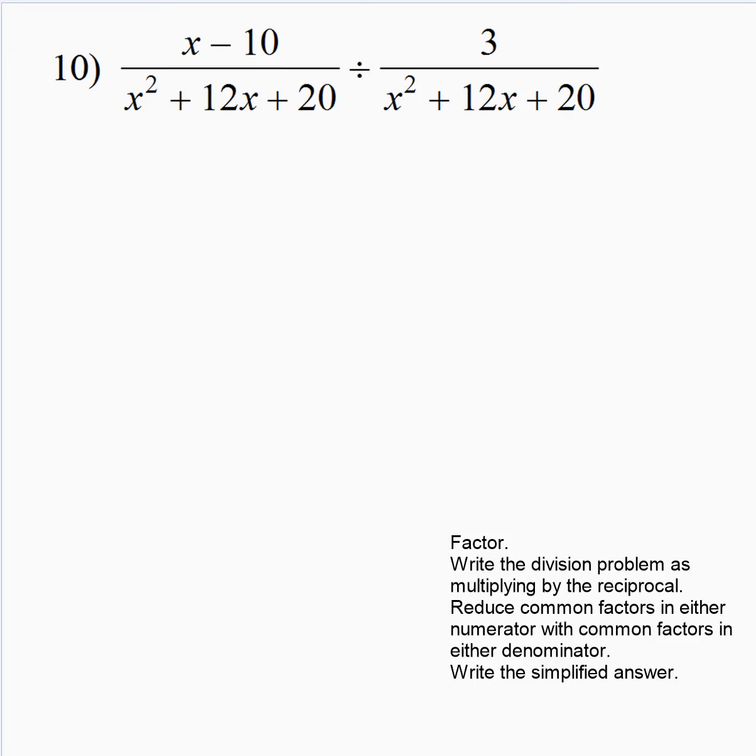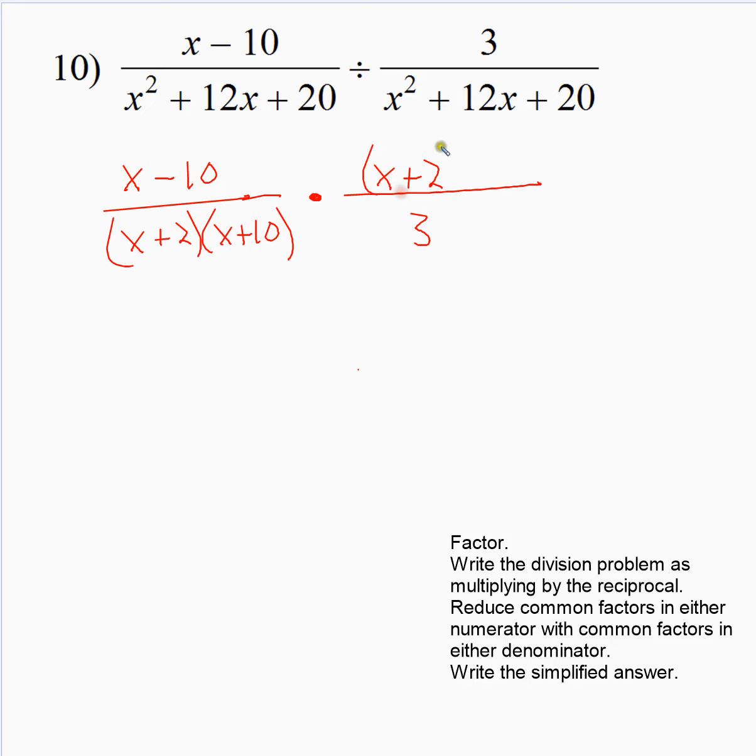Here's more of the same idea. We're going to factor. And then since we're dividing, I'm going to go ahead and multiply by the reciprocal. So I'm going to want 3 on the bottom here. And I'll put this in the top, and I'll factor that also.